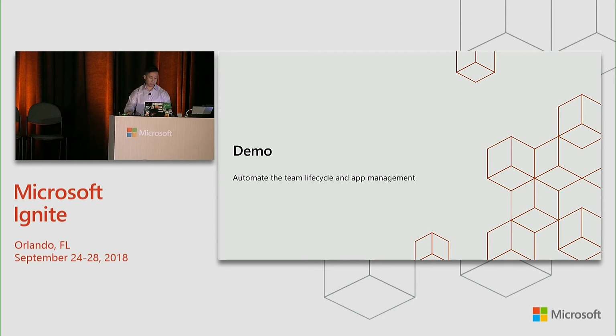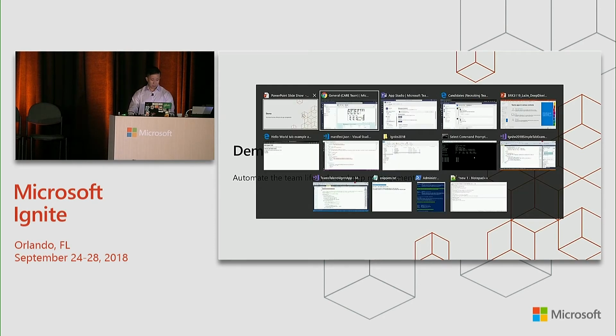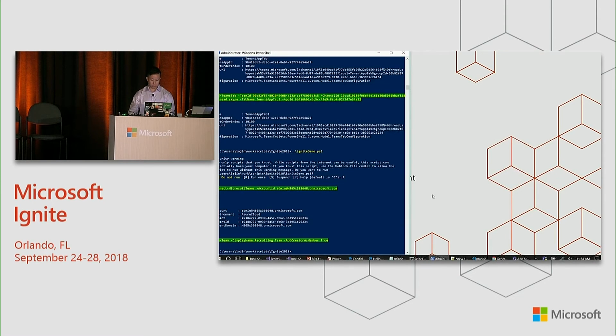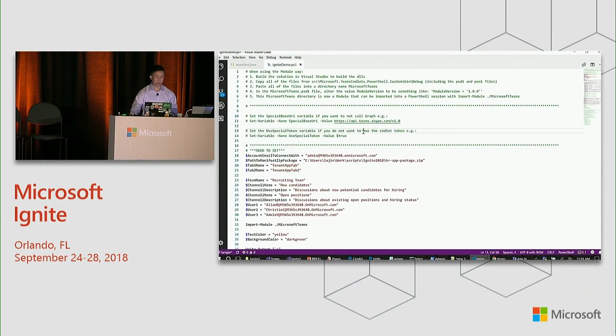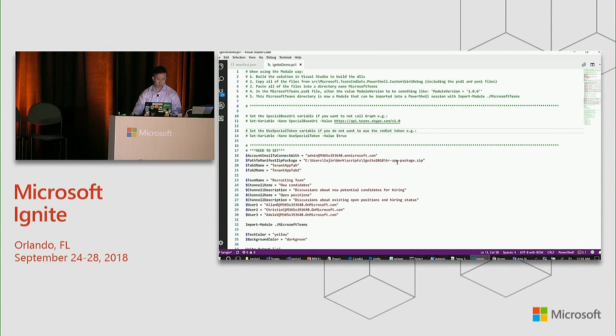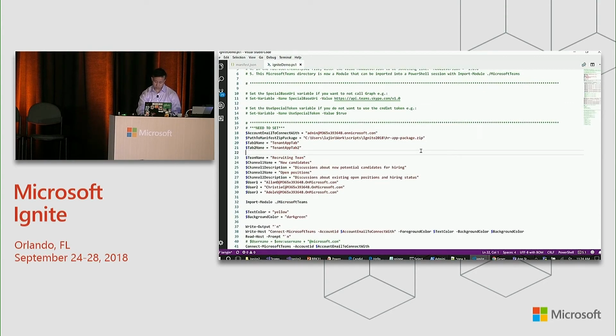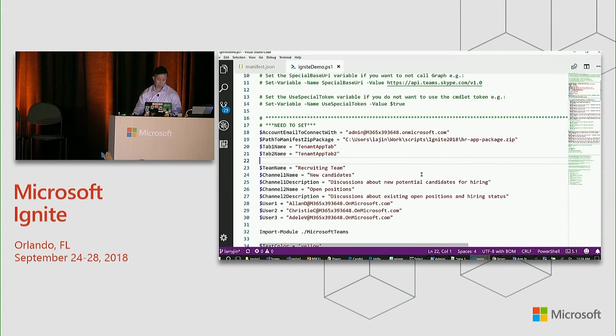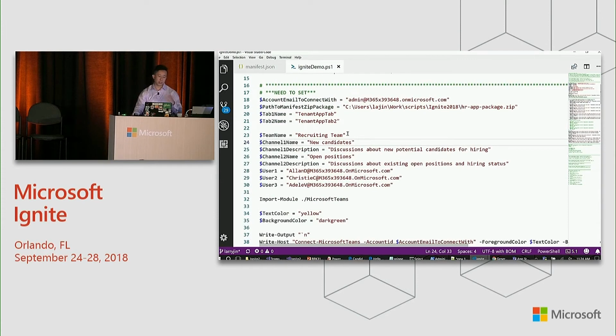So without further ado, let me hop over here into Visual Studio Code. And what I'm going to show is a very basic script that we've created, and let me zoom into it a bit more. So these are just some parameters that we define up front. So we're going to connect to a particular account. This is the same account that I just demoed out of Teams.